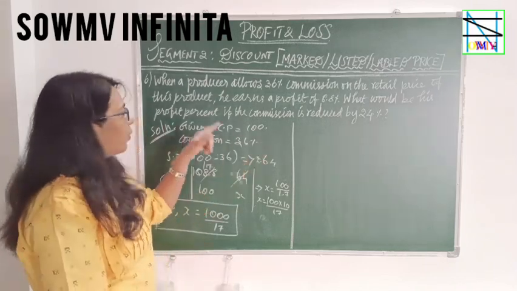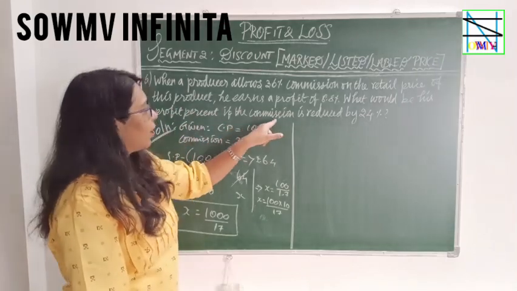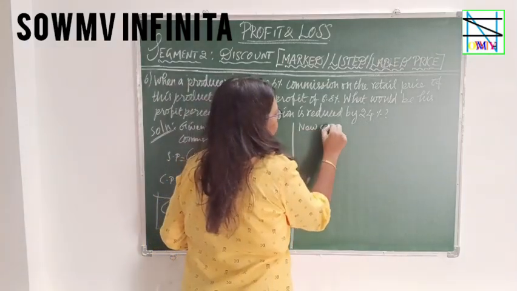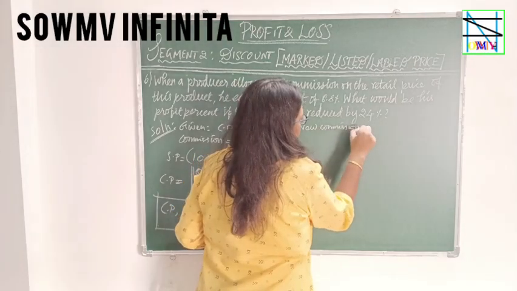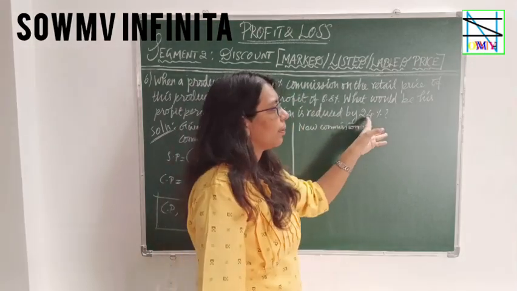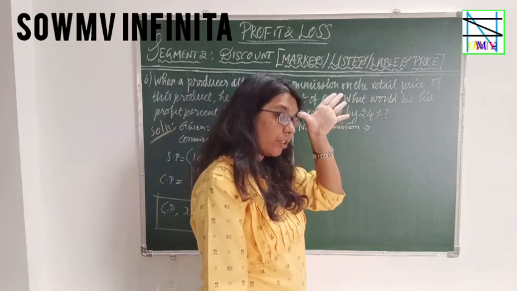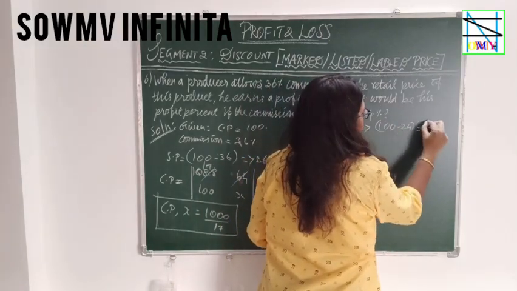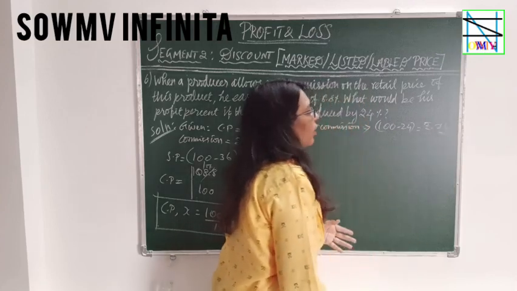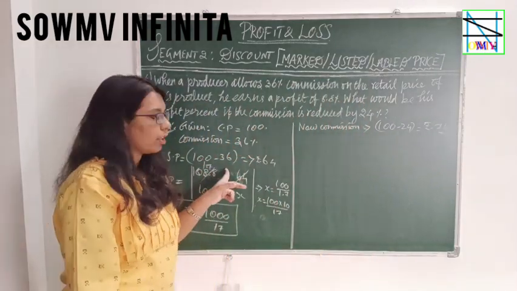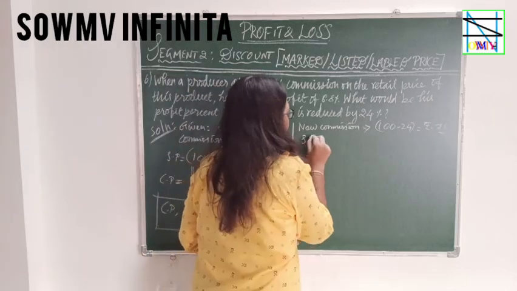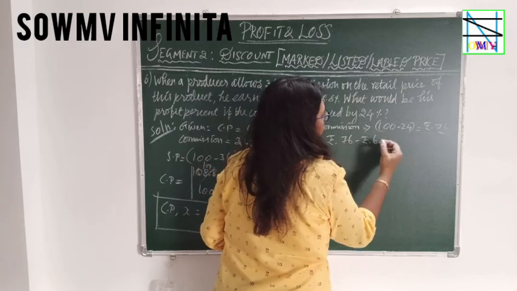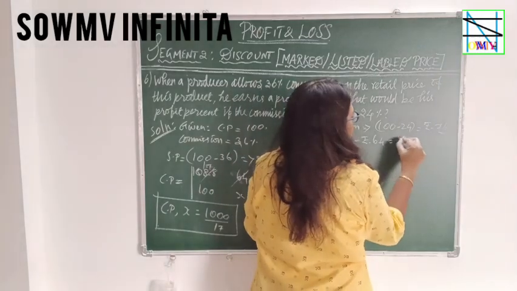The second one is the new commission. That is the profit percent if the commission is reduced by 24%. Then the new commission is 24%. When the 24% is reduced from 100, so 100 minus 24 is equal to rupees 76. We can find the total value of SP from the first commission and this one. So SP is equal to rupees 76 minus rupees 64. We can get the value of SP is 12 rupees.